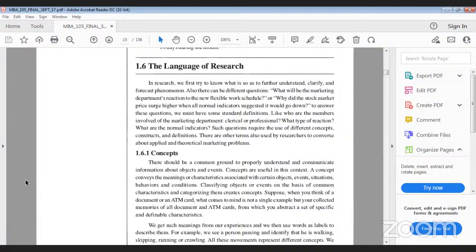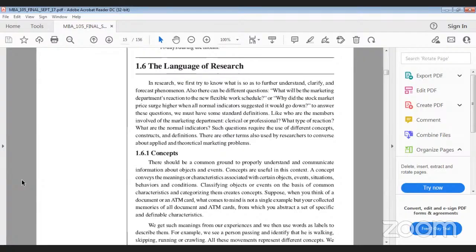Concepts should be a common ground to properly understand and communicate information about objects and events. Concepts are useful in this context. A concept conveys the meanings or characteristics associated with a certain object, even situations, behaviors, and conditions. Classifying objects or events on the basis of common characteristics and categorizing them creates a concept.